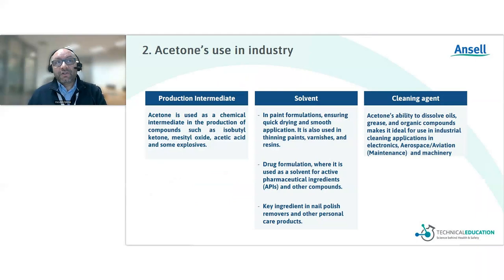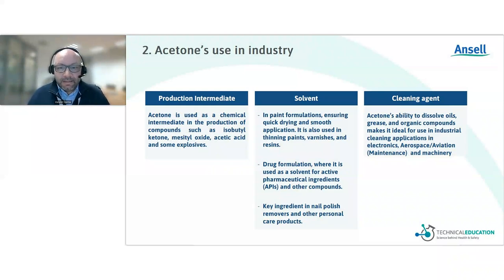So the use in industry, I mentioned it before. Acetone is used as a production intermediate for the synthesis of other chemicals like acetic acid. It's used as a solvent in pharmaceutical companies, as a drug formulation, and also as a key ingredient in nail polish, for example. And you see, it's used as a solvent in many other industries. And one of the most important usages of acetone is cleaning.